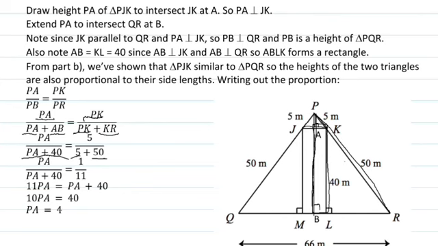First, I'll simplify the right side. So we have 5 over 5 plus 50. And 5 plus 50 is equal to 55, and we can divide through by a factor of 5. So we're left with 1 over 11 on the right-hand side.